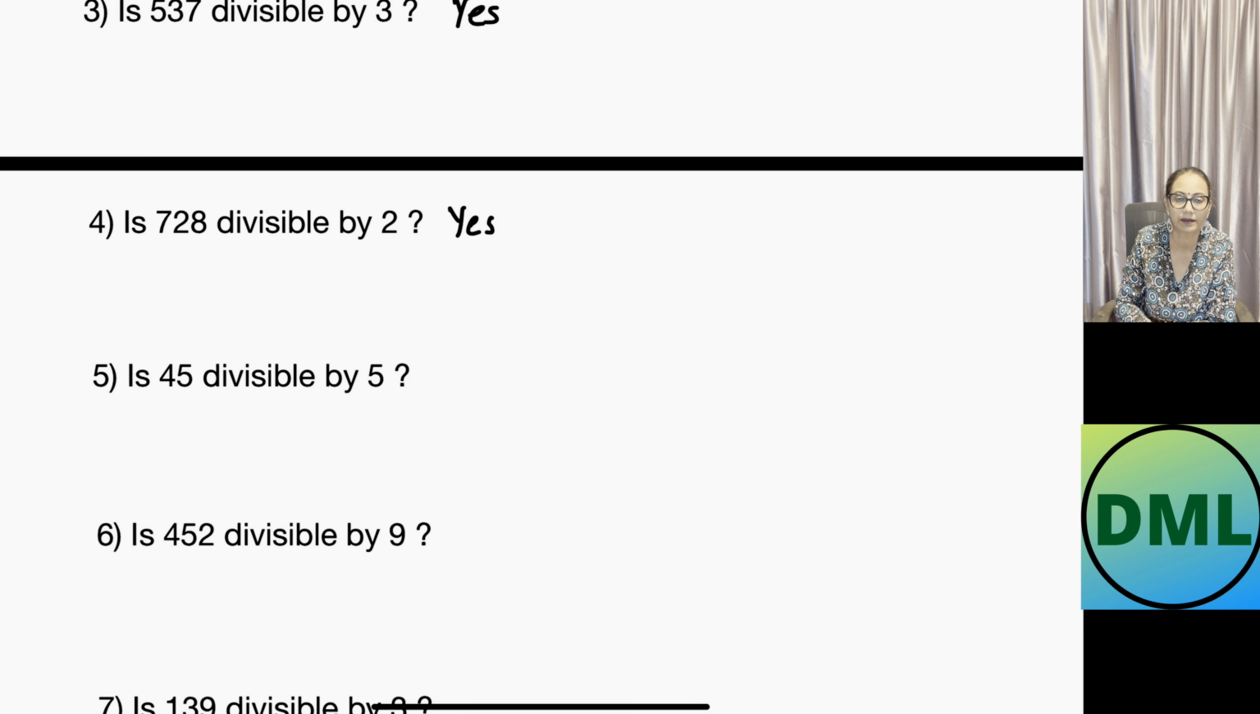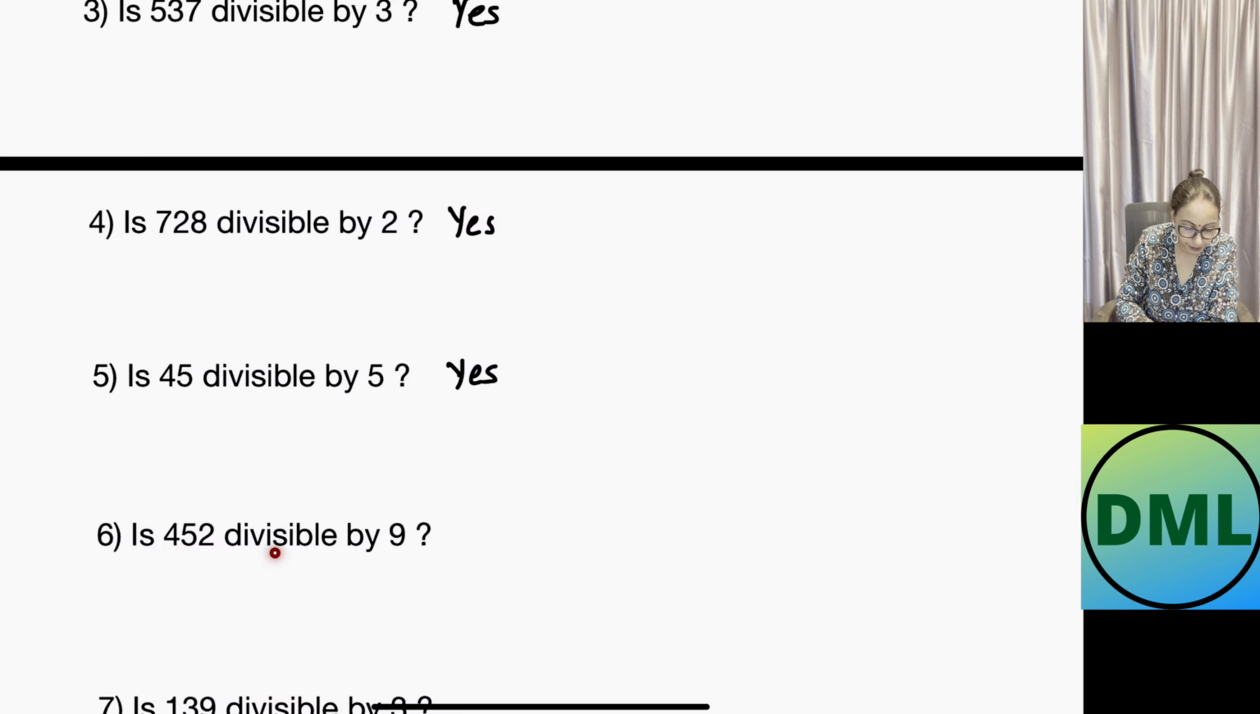Let's see the next example here. Is 45 divisible by 5? Let's look at the last digit here. Last digit should be either 0 or 5. So this is 5. That means 45 is divisible by 5. Our answer is yes here.